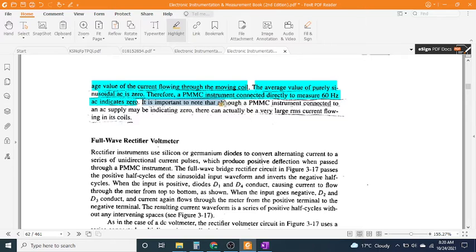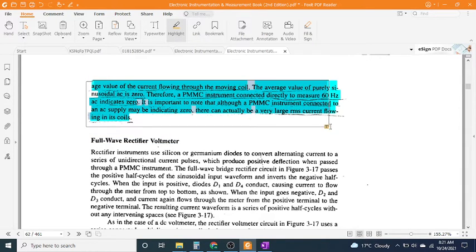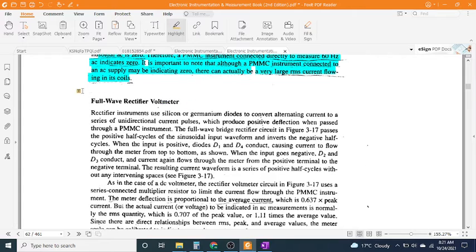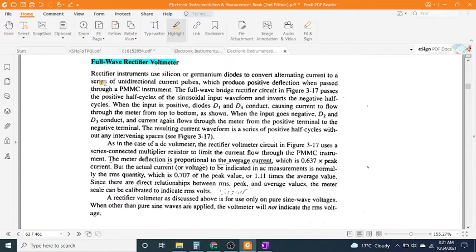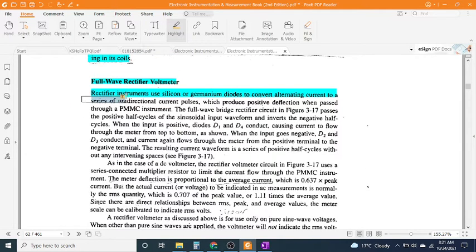It is important to note that although a PMMC instrument connected to an AC supply may be indicating 0, there can actually be a very large RMS current flow in its coils. Full-wave rectifier voltmeter. Rectifier instruments use silicon or germanium diodes to convert alternating current to a series of unidirectional current pulses, which produce positive deflection when passed through a PMMC instrument.